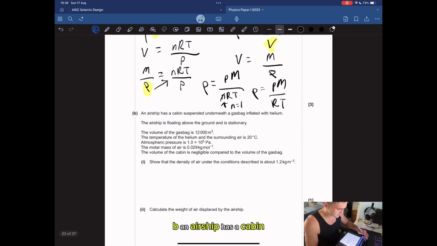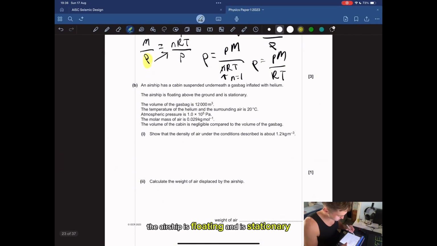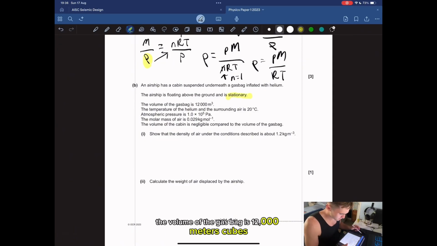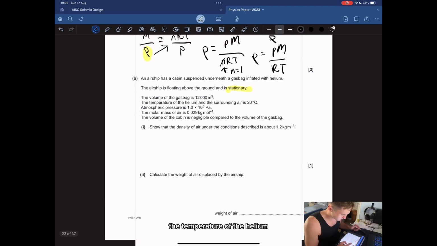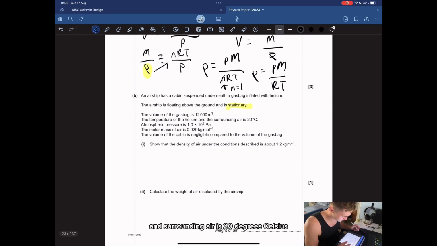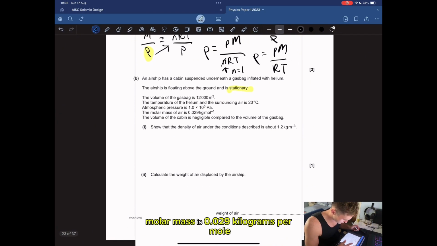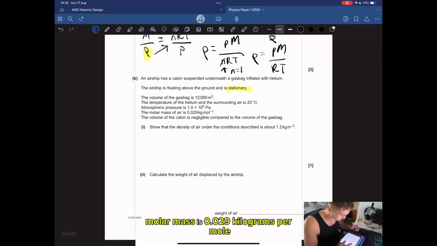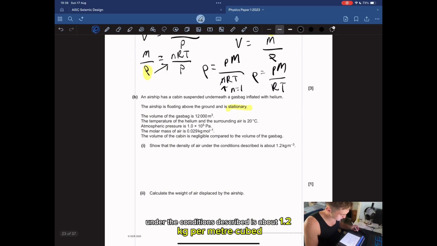B, an airship has a cabin suspended underneath a gas bag inflated with helium. The airship is floating and is stationary. The volume of the gas bag is 12,000 meters cubed. It has a temperature of 20 degrees Celsius. The temperature of the helium and surrounding air is 20 degrees Celsius. The atmospheric pressure is 1 times 10 to the 5 pascals. Molar mass is 0.029 kilograms per mole. Show that the density of the air under the conditions described is about 1.2 kilograms per meter cubed.